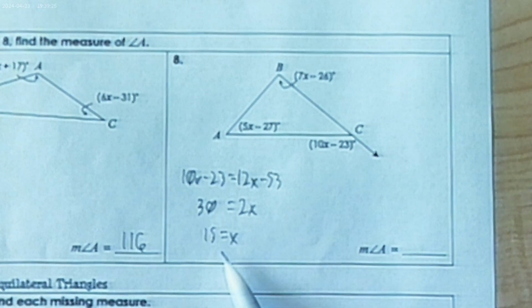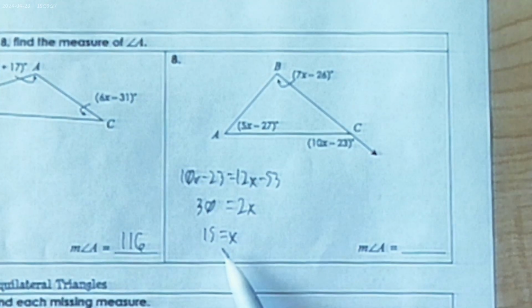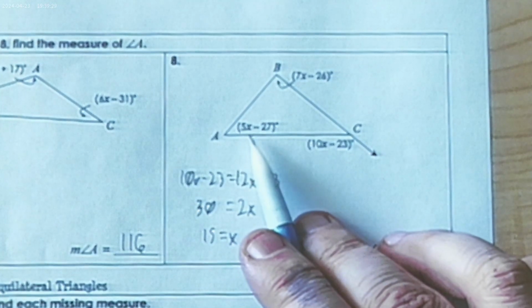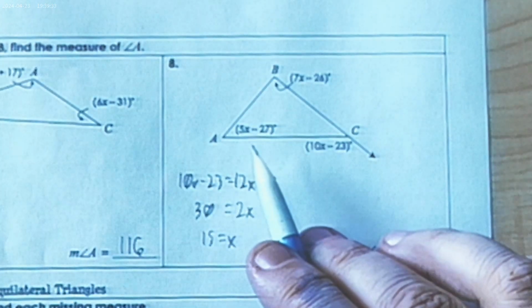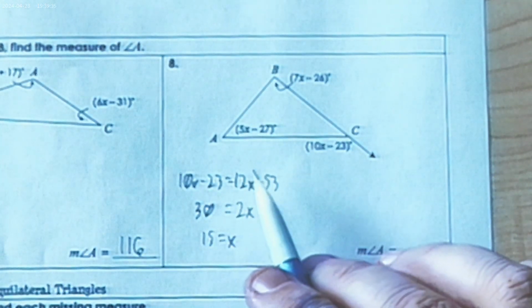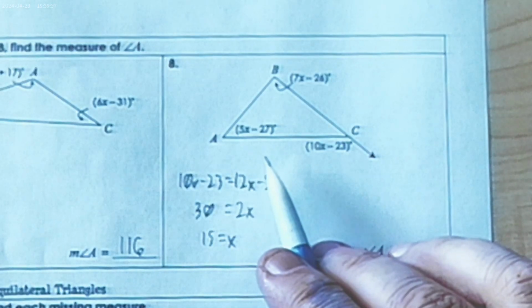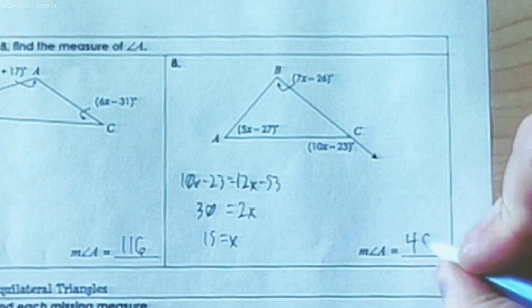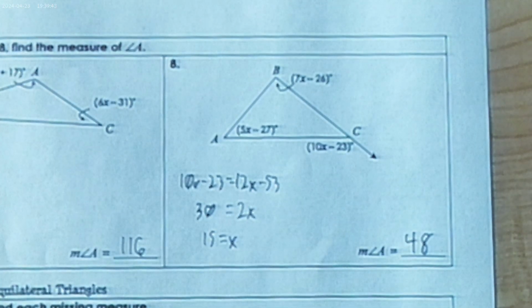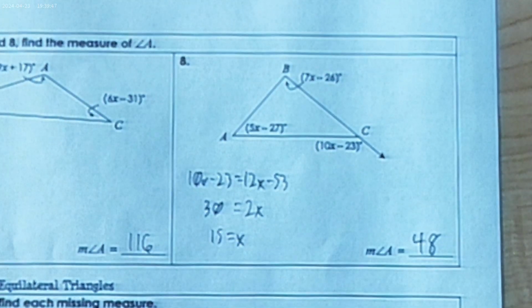But that is not the end. That is not the finale. That is not what we are done with. We're just going to plug it back in here. So that gives us 5 times 15 minus 27. So that means the measure of angle A is 48. And there we go. Now we're done with the problem.